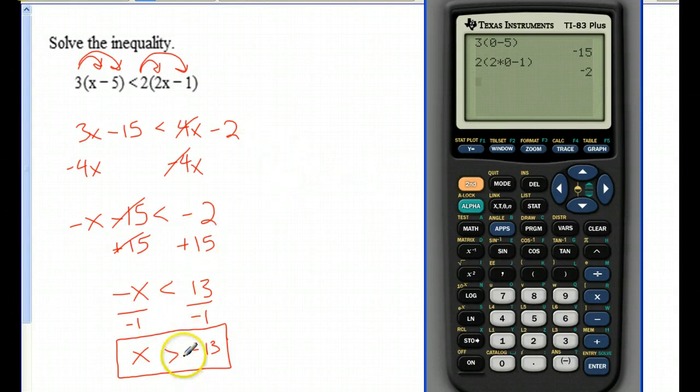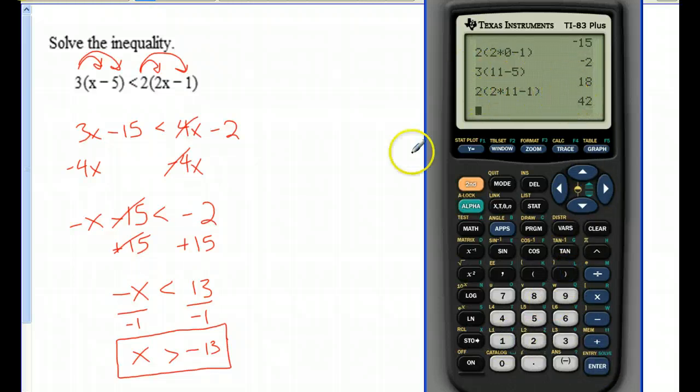Alright, and it'll work for any number that's greater than negative 13. If I plug in an 11 where the x is. Alright, 11 is greater than negative 13. Plugging in an 11 everywhere I see an x. Alright, once again I get this is less than this. The left side is less than the right side.